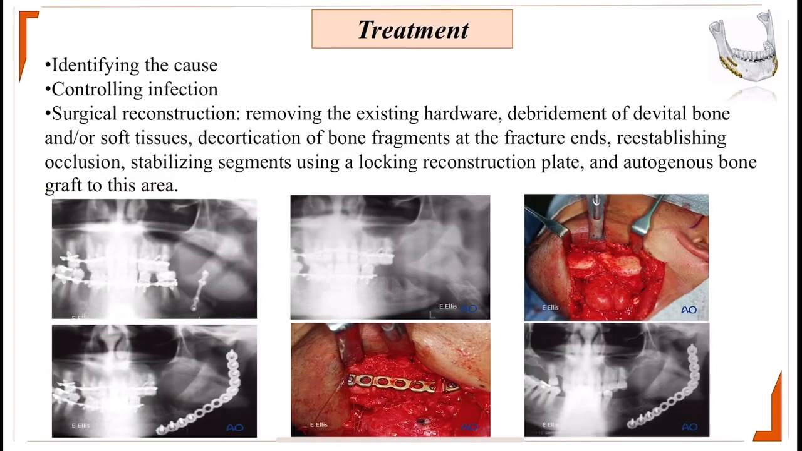The treatment will be to identify the cause, control the infection, and surgical reconstruction, which includes removing the existing hardware or plate, debridement of non-vital bone and or soft tissue, decortication of the bone fragments at the fracture ends, re-establishing the occlusion and stabilization of the site by plate and autogenous bone graft to this area.